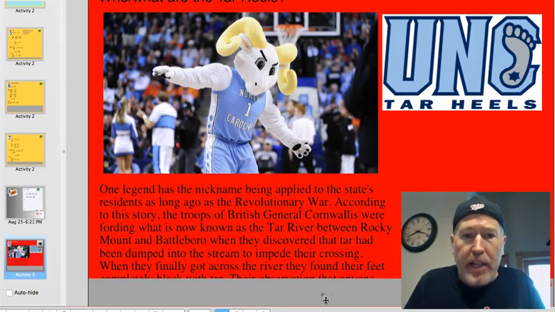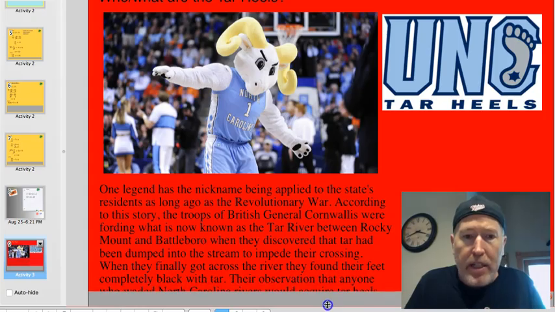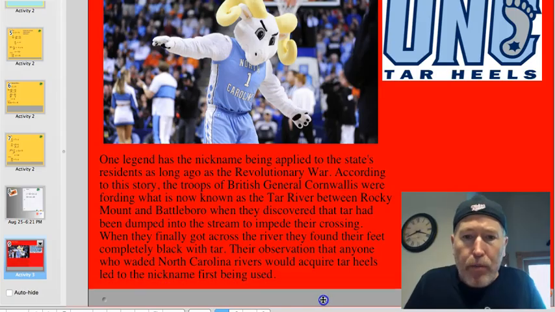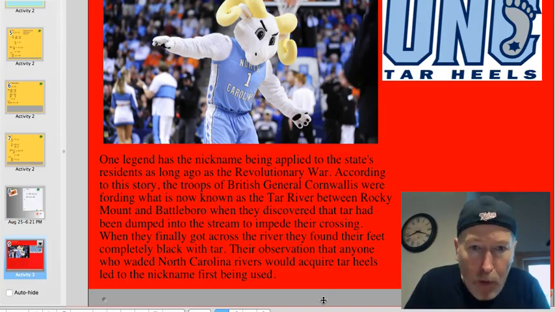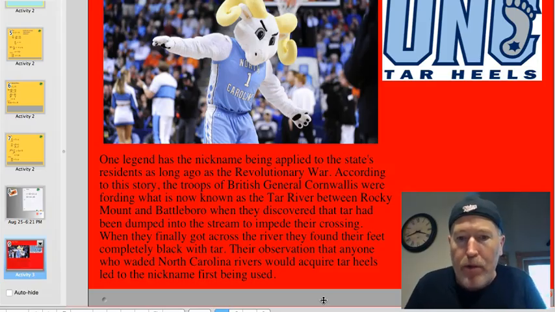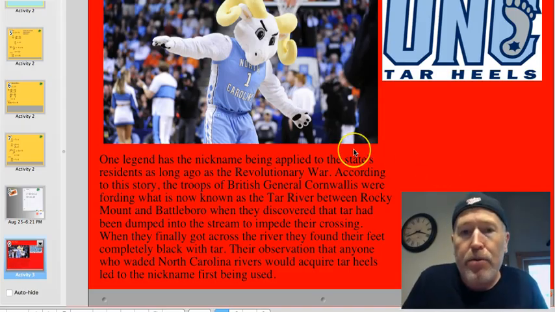It says that one legend has the nickname being applied to the state's residents as long ago as the Revolutionary War. According to the story, the troops of British General Cornwallis were fording what is now known as the Tar River when they discovered that tar had been dumped into the stream to impede their crossing. When the soldiers finally got across the river, they found their feet were completely black with tar. Their observation was that anyone who waded through North Carolina rivers would acquire tar heels, and that led to that name being used.